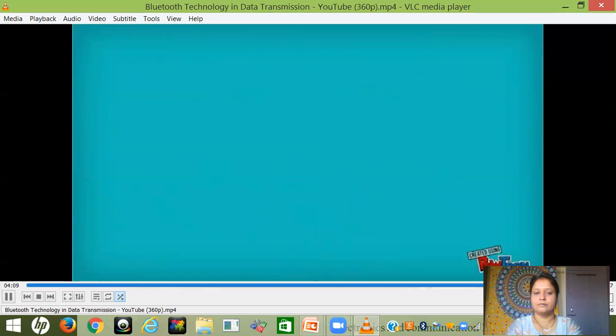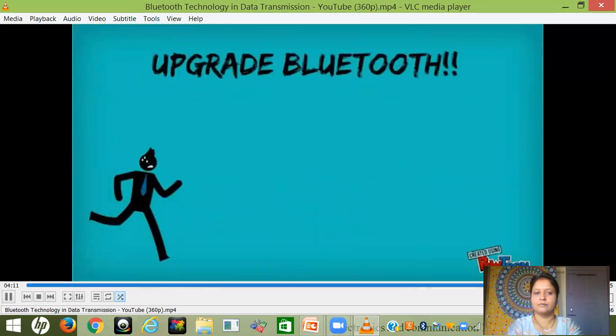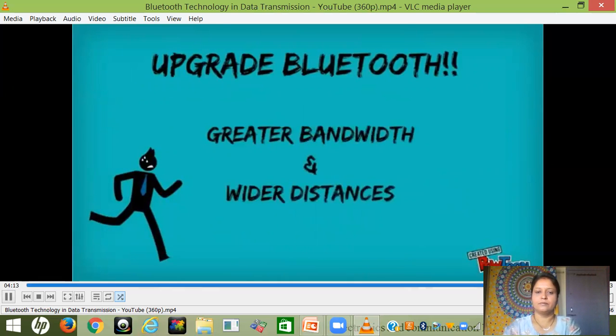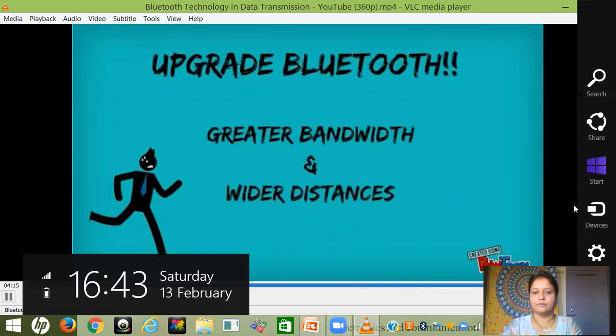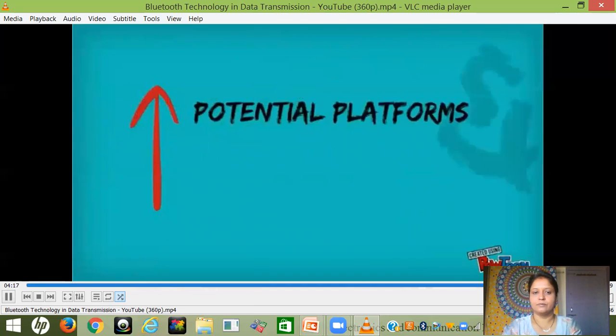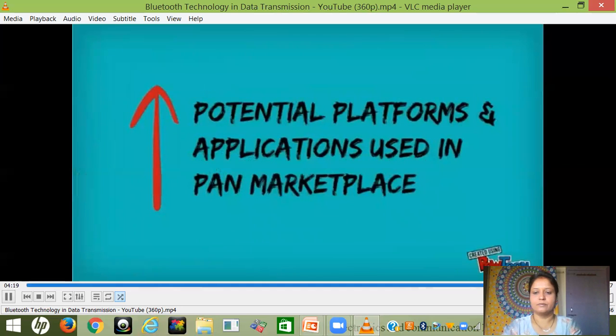Nowadays, the industries are trying to upgrade the Bluetooth technology to provide greater bandwidth and wider distances. By doing so, they can increase the potential platforms and applications used in the emerging personal area networking marketplace.